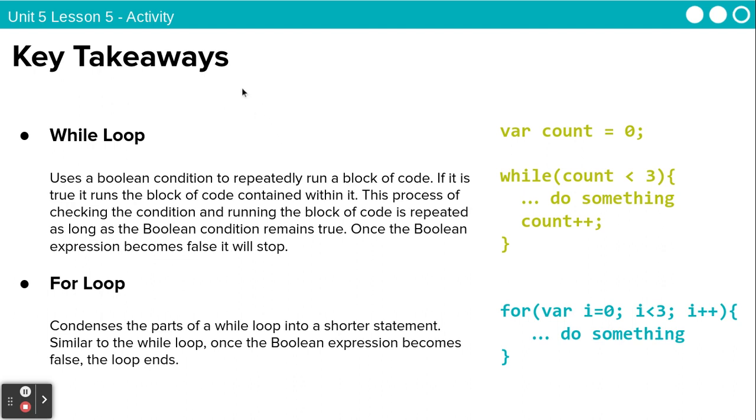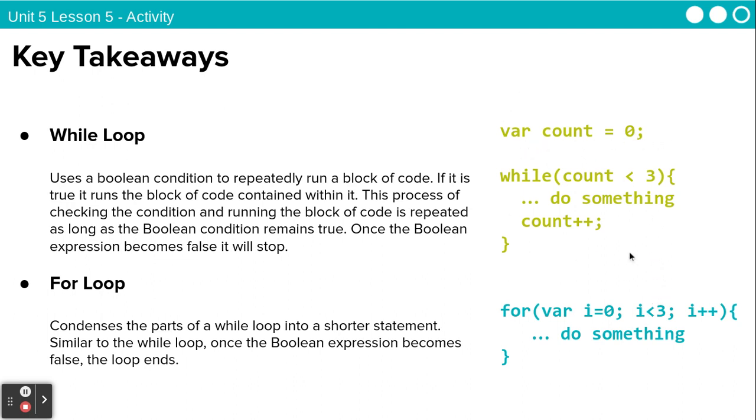So just a few key takeaways from today, and I did make a Google doc that has this information in it for you, all kind of in one spot. The while loop, again, uses a Boolean condition, which is just a yes/no question, to repeatedly run a block of code. If it's true, it runs the block. The process of checking the condition and running the block of code is repeated as long as the Boolean condition remains true. Once the expression becomes false, it will stop.